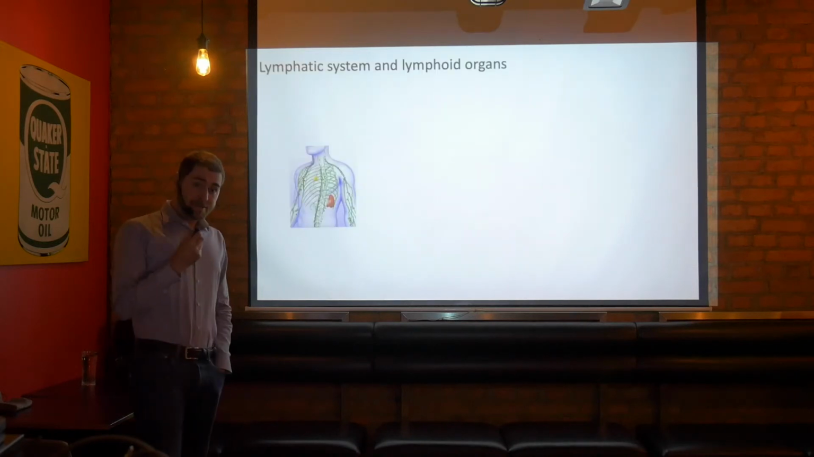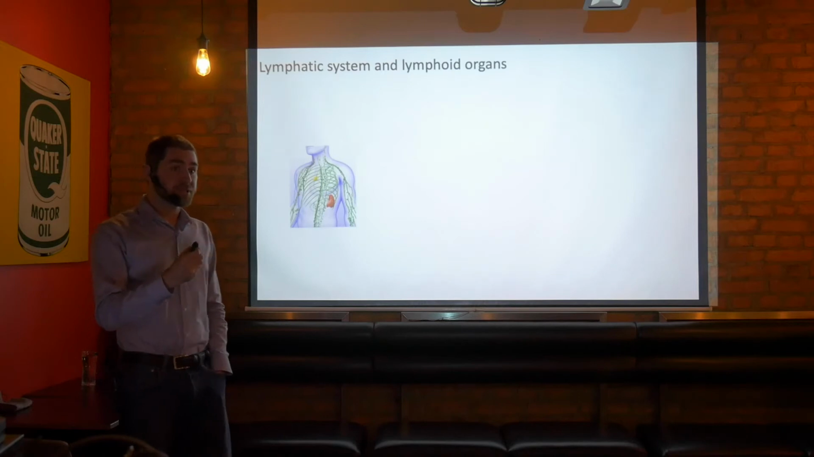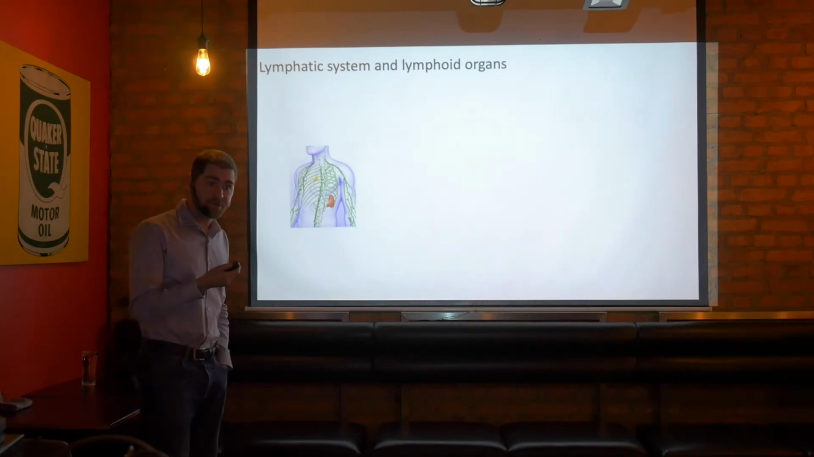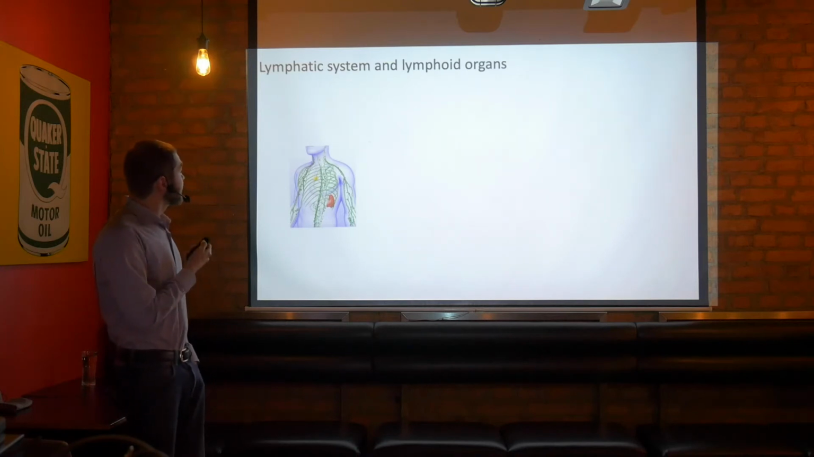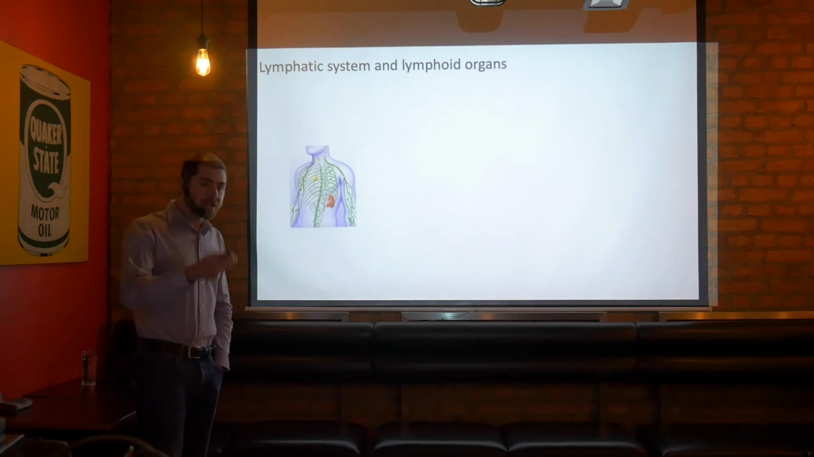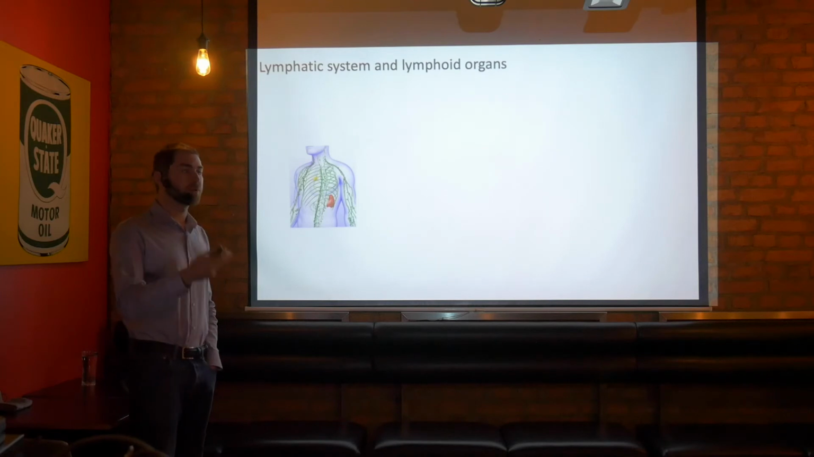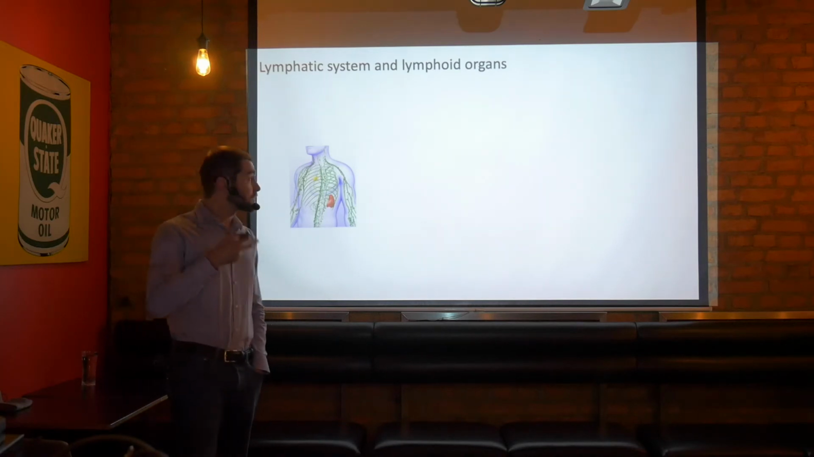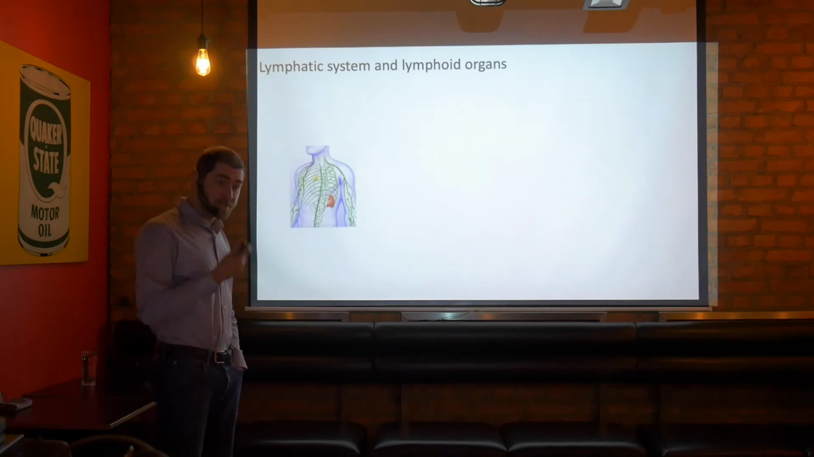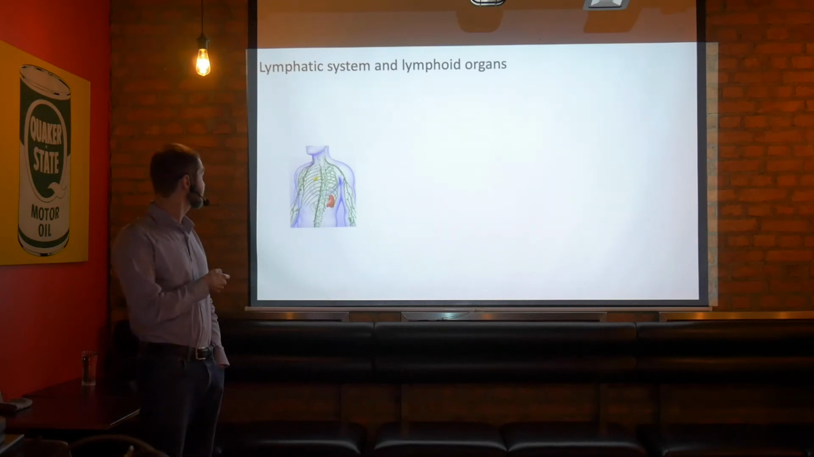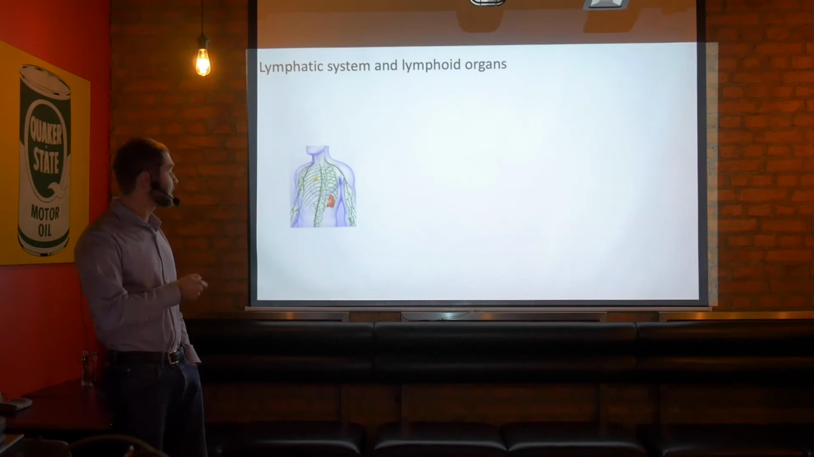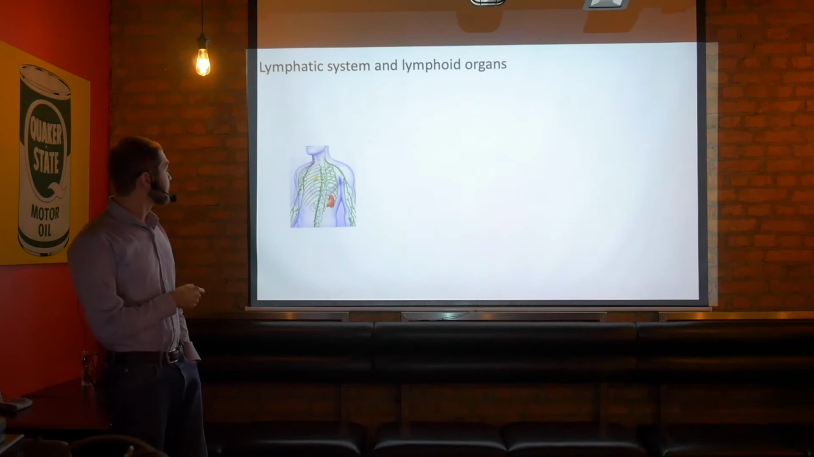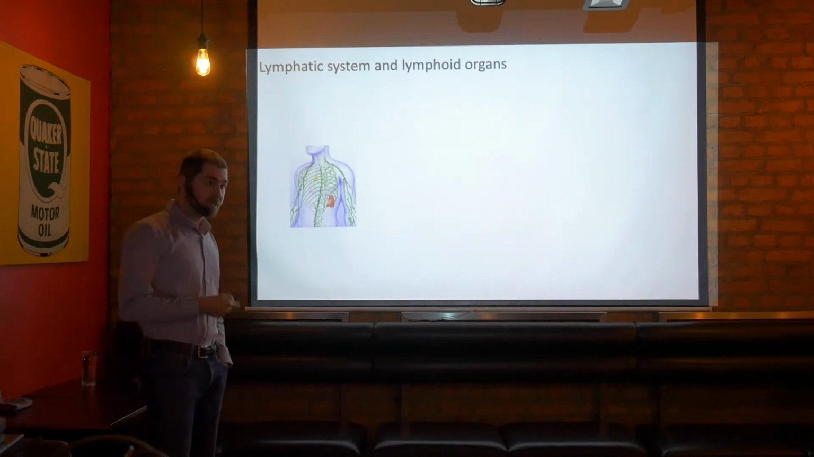But the cells of the immune system are not sufficient alone to give us protection from pathogens. But actually they need a series of structures and organs that support their function. And these structures and organs constitute the lymphatic system. This lymphatic system comprises several organs that are linked to each other and to the periphery of the body through a net of lymphatic vessels.